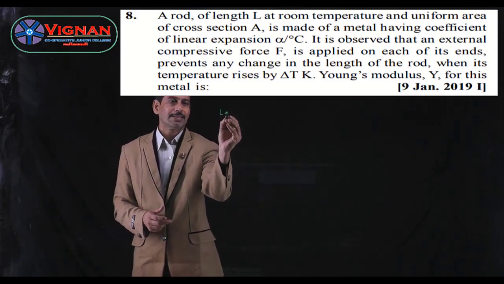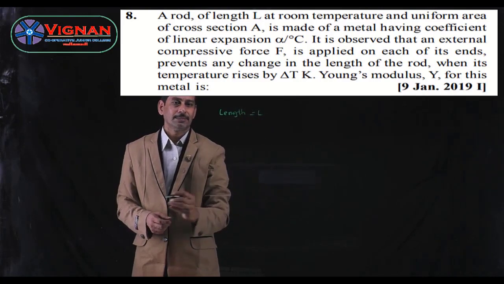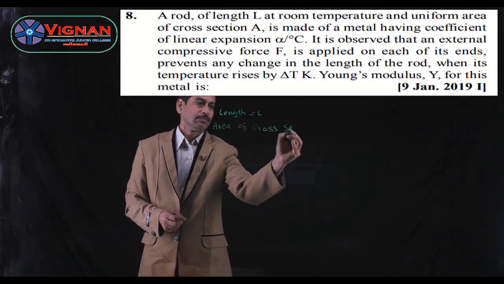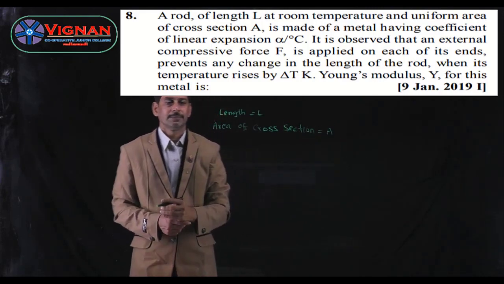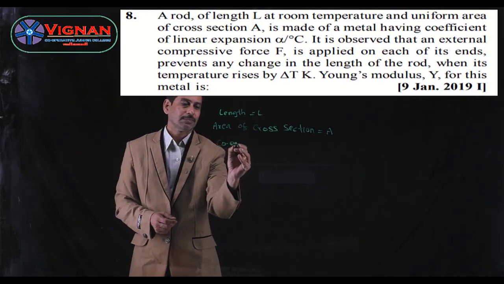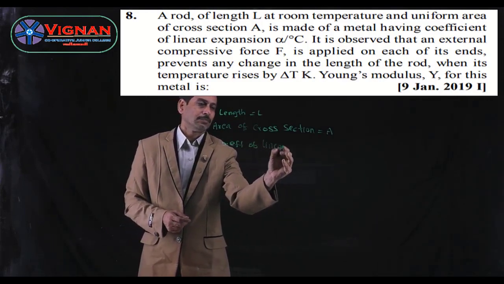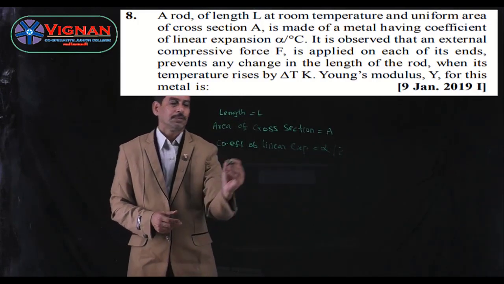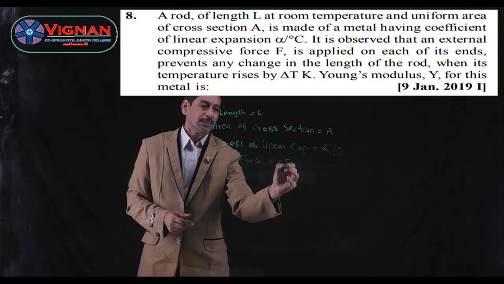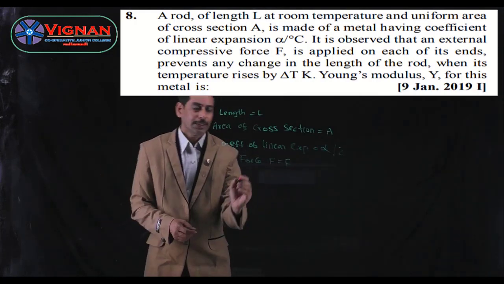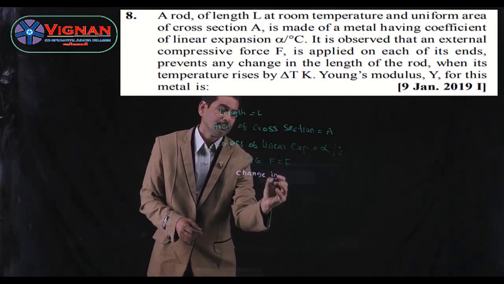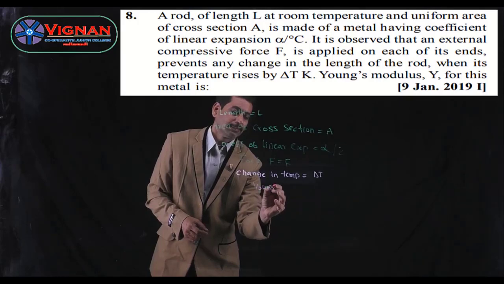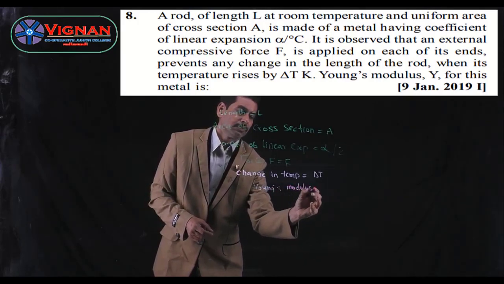So the length of the rod is given as L and area of cross section given as A, and coefficient of linear expansion is alpha per degree centigrade, and force is given as F. Change in temperature is delta T, and the Young's modulus is Y, which you have to find.